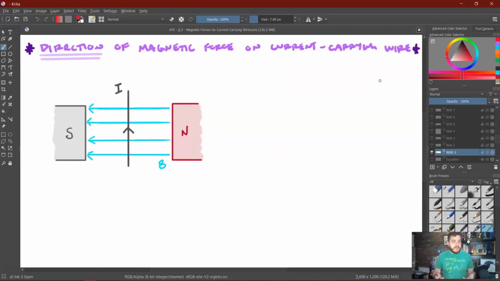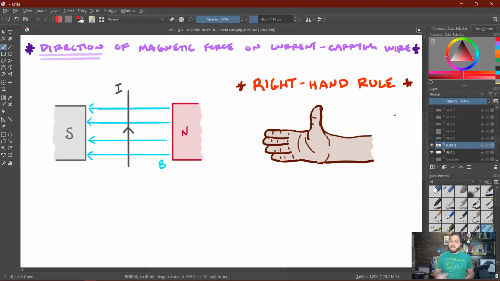Well, what about the direction of the magnetic force on this current-carrying wire? We're going to use the right-hand rule again, and this time it's going to look really familiar because it's pretty much identical to the one we did for moving charges, which is I'm going to arrange my hand in such a way, I'm going to point my thumb in the direction of the current.